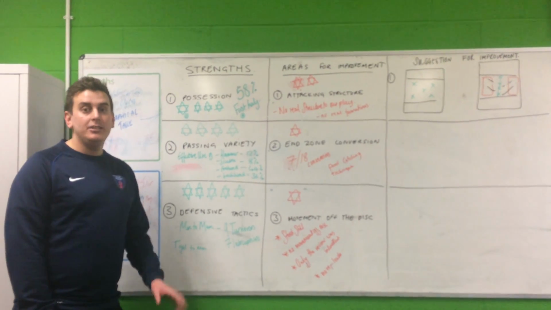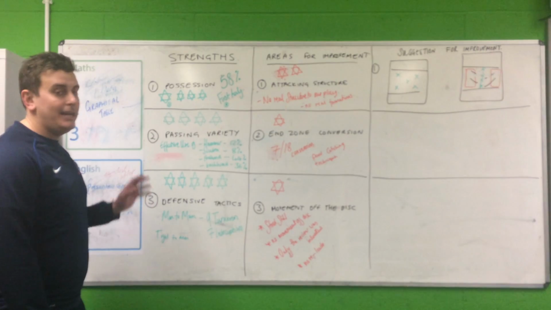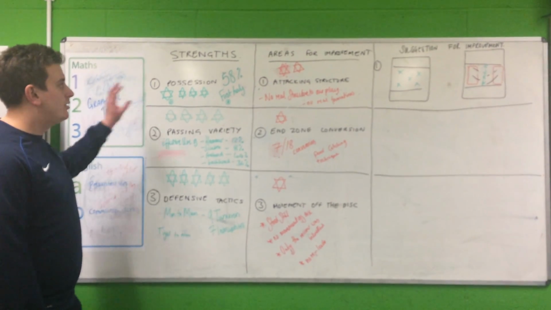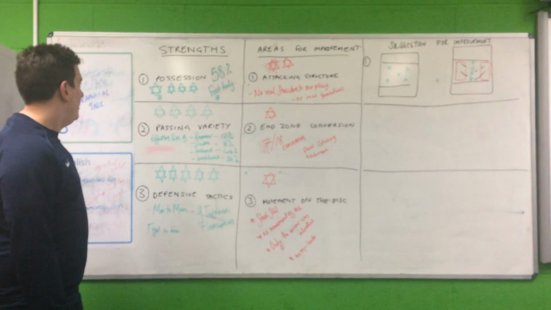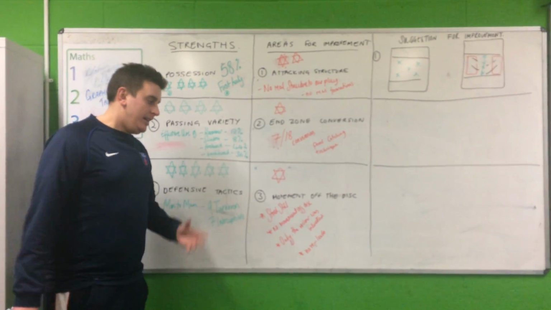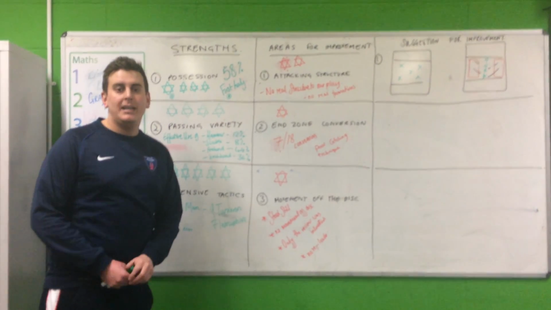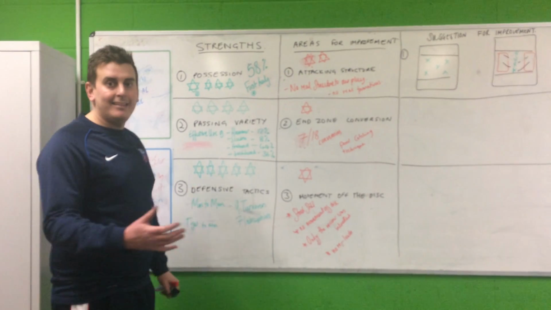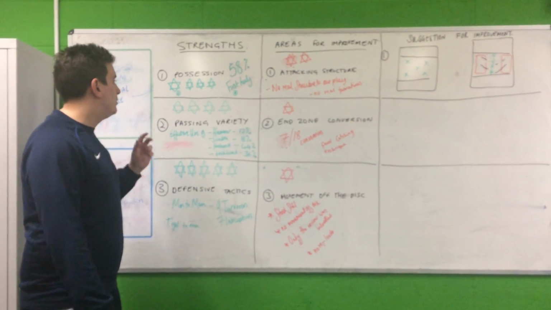Okay, so for the distinction part of the assignment, we're going to look at the actual impact that these strengths and areas of improvement have on our gameplay. Looking at possession, the impact is that possession is good and brilliant. We held 58% of the possession, which means we had the disc. The opposition didn't have the disc, so they weren't able to score, which was great.